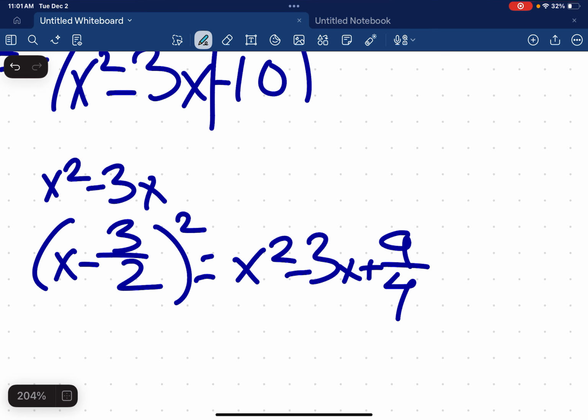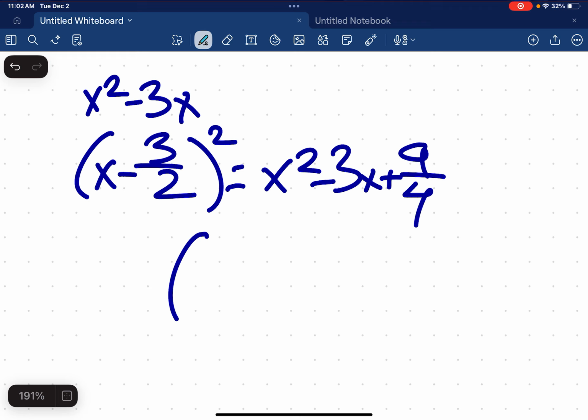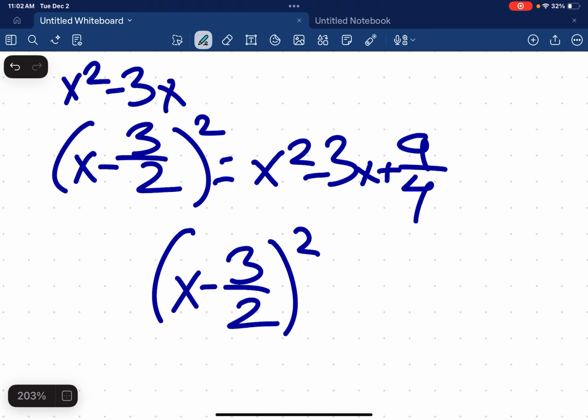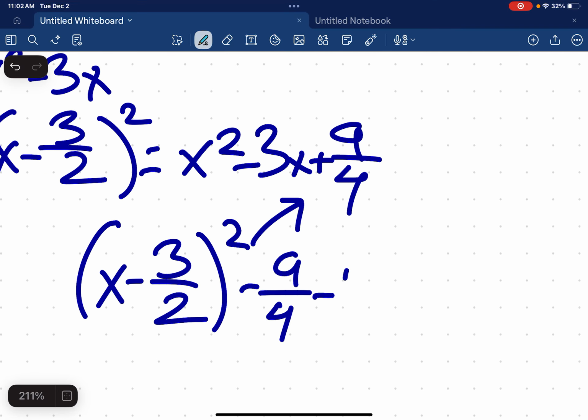However, we need to get a negative 10 from this. Did I do this right? Yeah, okay. We need to get a negative 10 from this. So let's first start by subtracting the 9 over 4 out of here. So we'll do minus 9 over 4 here, and that takes away our original 9 over 4 from here. But now we need to make it negative 10, so we do a minus 10.